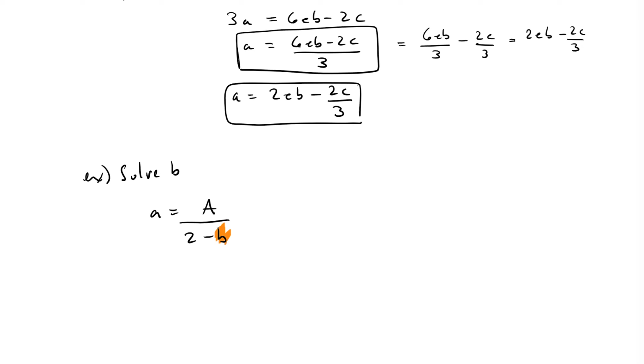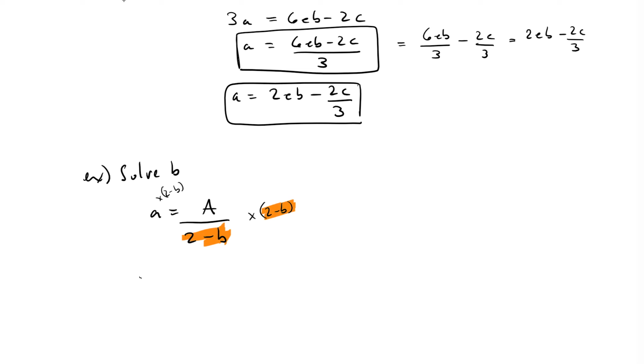Well, first of all, b is in the denominator. I'd like it to be in the numerator. I'd like to have b equal to something, so it should show up in the numerator. So what I'm going to do is multiply by 2 minus b, in order to cancel this with this, right?